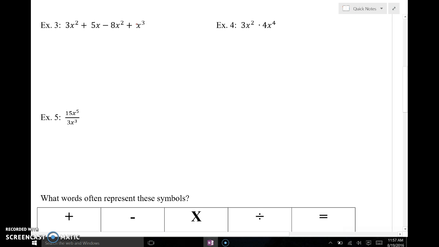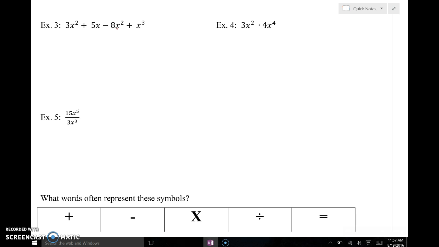They're not like terms. But the 3x squared and the negative 8x squared are like terms because they both have the exact same variable with the exact same exponent. So we could combine those. Unfortunately, the x to the third and the 5x, they're by themselves and won't be able to be combined. So you could go ahead.